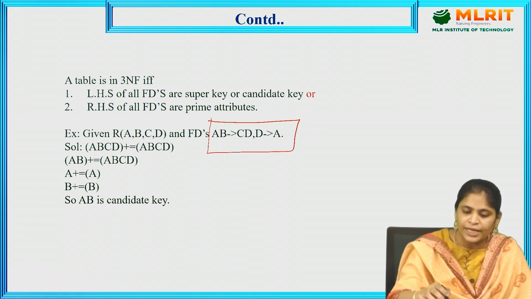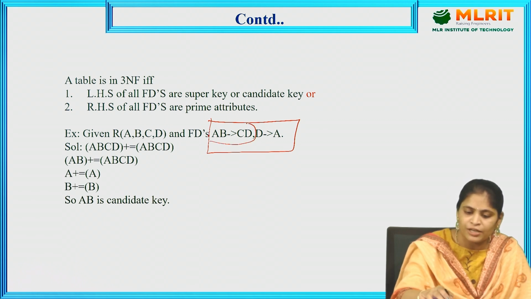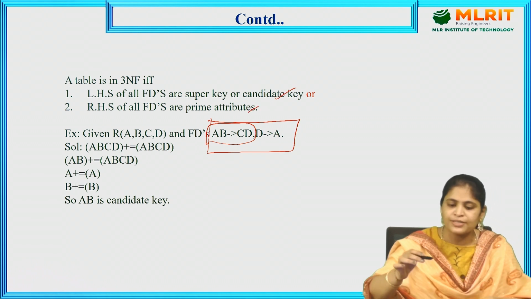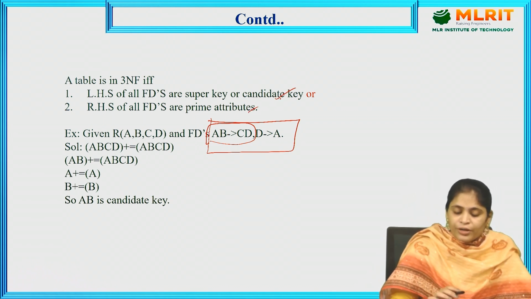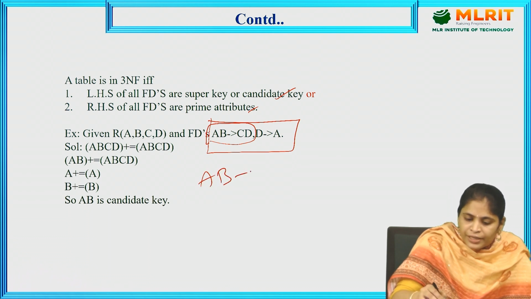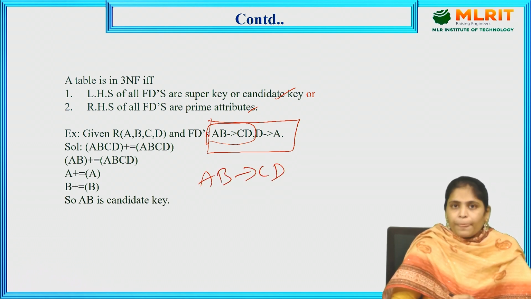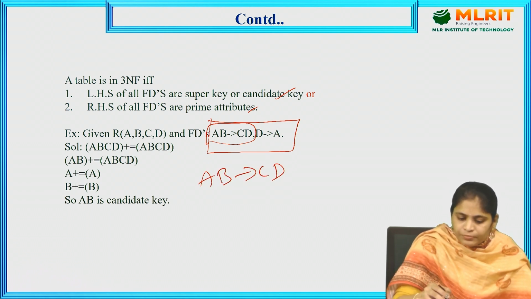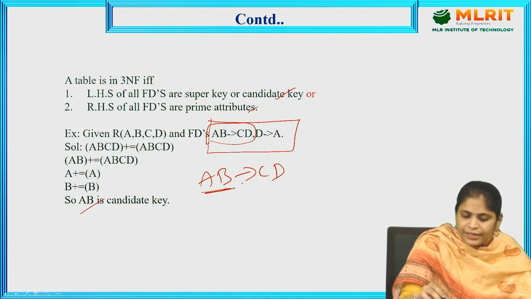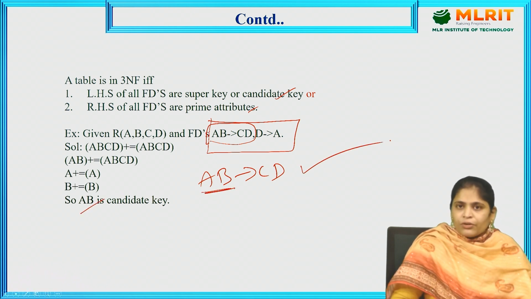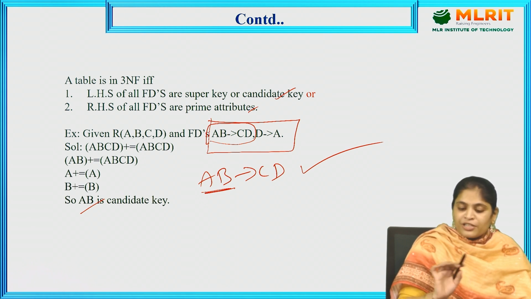We need to check for each FD whether we have to satisfy the first point or second point. That is what our intention. We need to check the first point or second point. So, here AB tends to CD. In this one, AB tends to CD. LHS is a candidate key? Yes, it is a candidate key. So, okay, it is the functional dependency. Here it is a valid one.